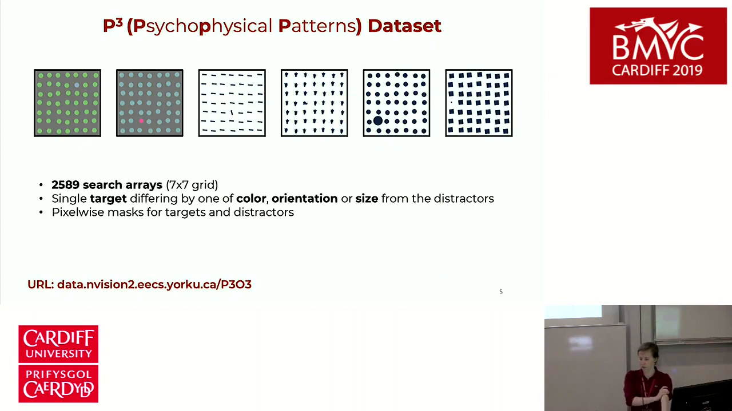So this is the first data set that we propose. It's called P3, or psychophysical patterns. These are some of the examples from it, and it contains almost 2,600 search arrays. Each of them is a 7x7 grid, so 49 elements, and one of the elements, a target, differs by one of the features, color, orientation, or size, from the distractors. And we provide the pixel-wise masks for targets and distractors as well.